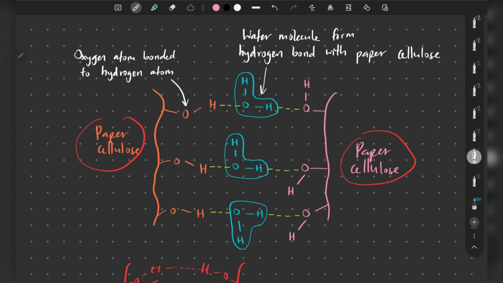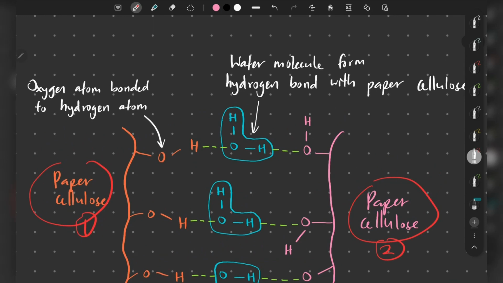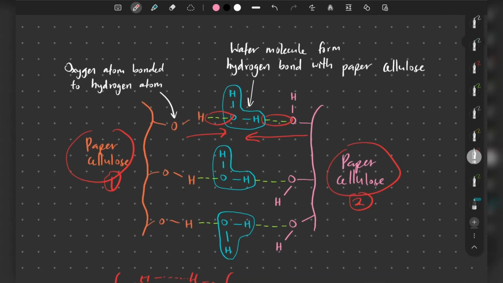Okay, so I think my explanation before this might be a little bit fast or unclear to you, so let me explain again. Okay, so we have both of these paper cellulose molecules. This is the first one and the second one. So when both of these paper molecules form hydrogen bonds here with the water molecule, they will attract to each other, so it's kind of like being pulled in, so that's why the paper will stick to each other when it is wet. Okay, I think you guys can understand what I'm saying here.